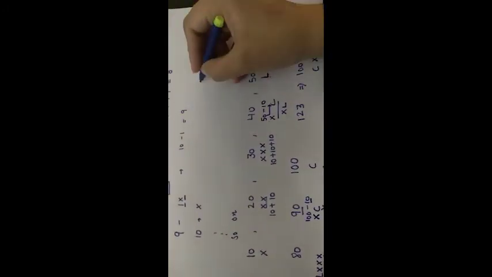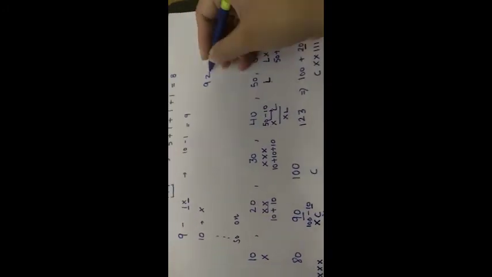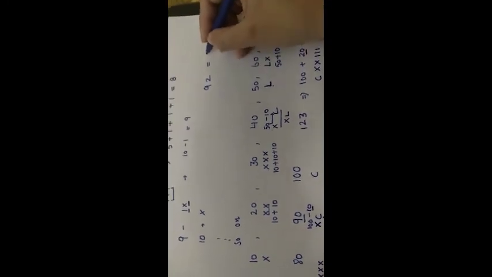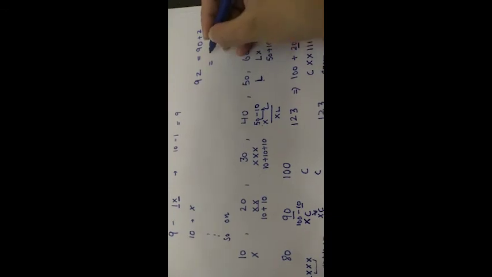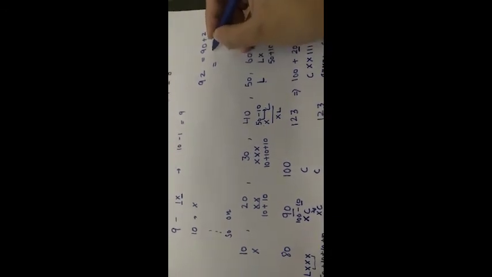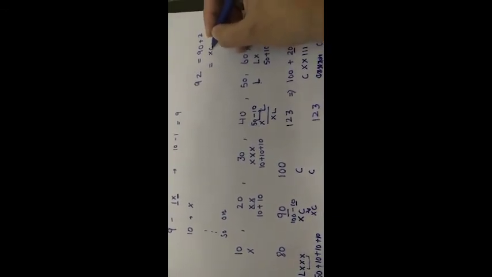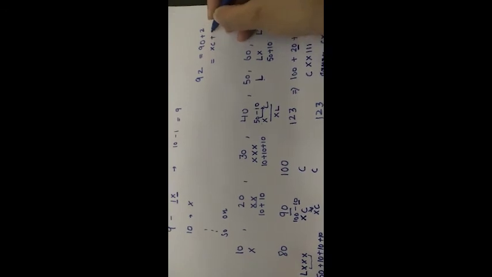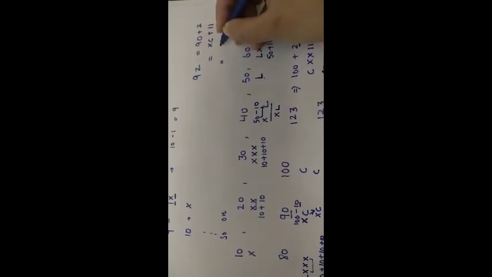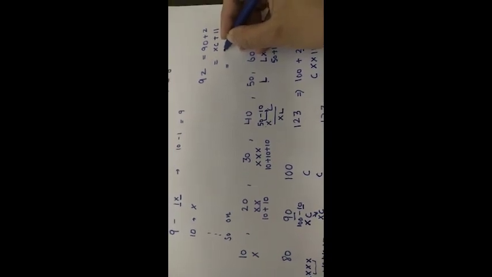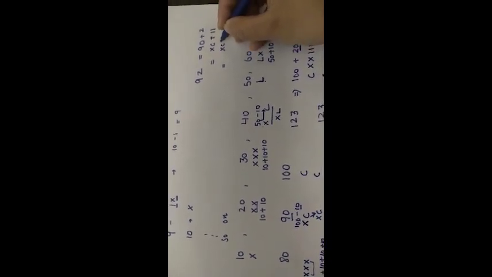Say if we want to write 92, we have to break the number into 90 plus 2. 90 is XC and 2 is II. So 92 would be XCII.